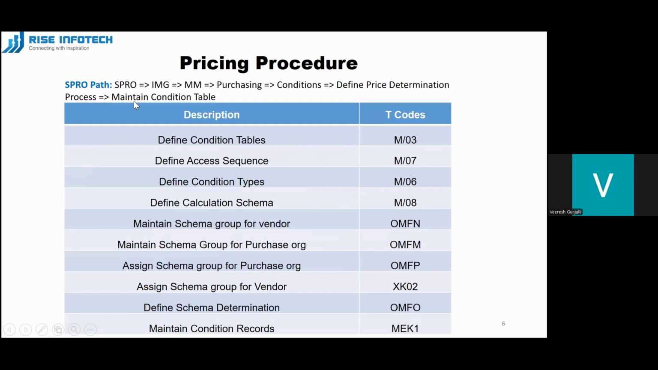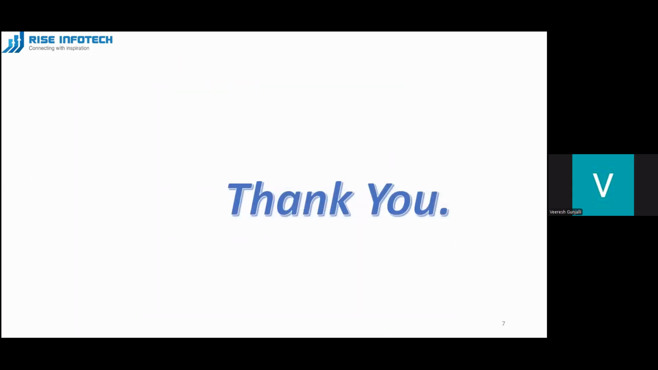First there is maintain condition table, which is for the condition table. Next, we can go for access sequence, condition types and calculation schema. All this we can do here. This is the T-code and SPRO path for the pricing procedure.